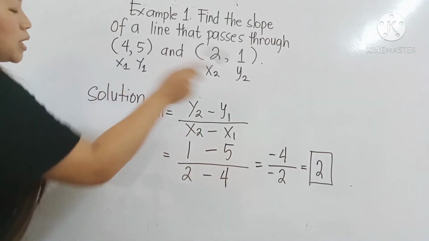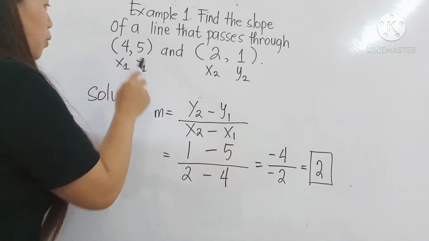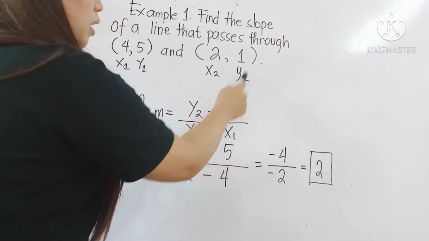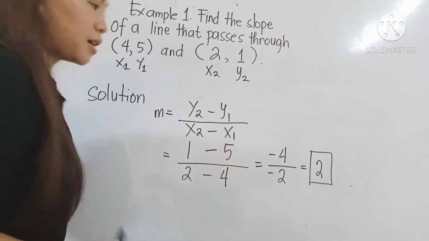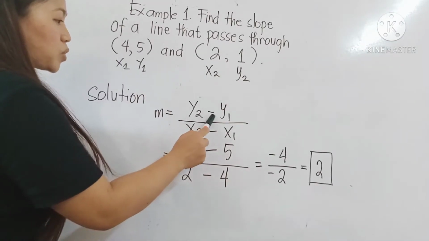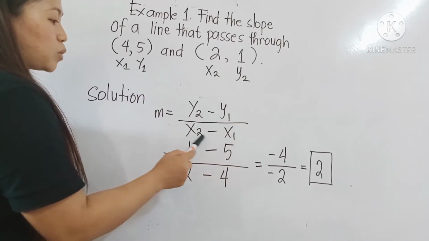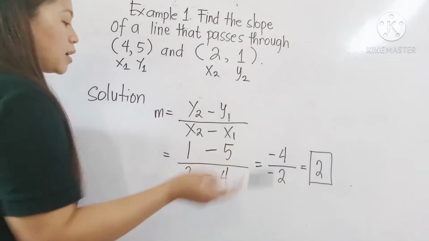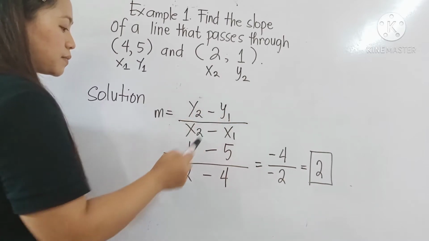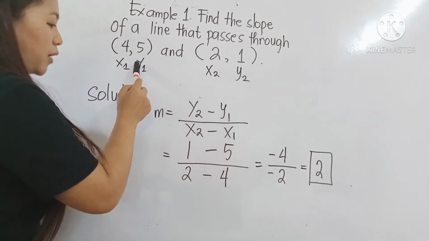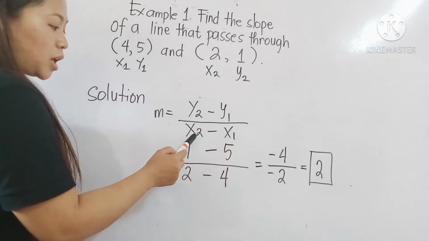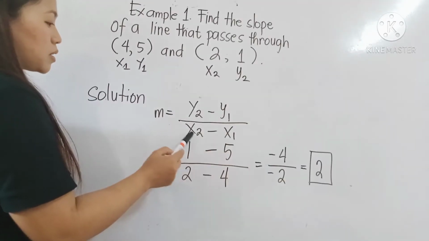Okay? So, nakalabel na tayo ng x sub 1, 4, ang y sub 1 natin ay 5, ang x sub 2 natin ay 2, and y sub 2 natin ay 1. So, positive silang lahat. Now, let's solve. So, ito yung solution. Using the formula y sub 2 minus y sub 1 all over x sub 2 minus x sub 1. Okay? So, substitute natin si y sub 2. Ang y sub 2 natin dito ay 1. Okay? And then yung y sub 1 natin ay 5. So, 1 minus 5. And then sa denominator natin, x sub 2 minus x sub 1.